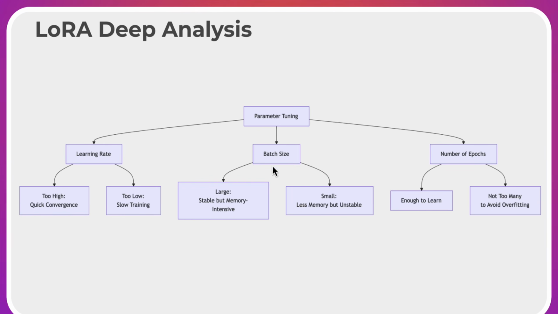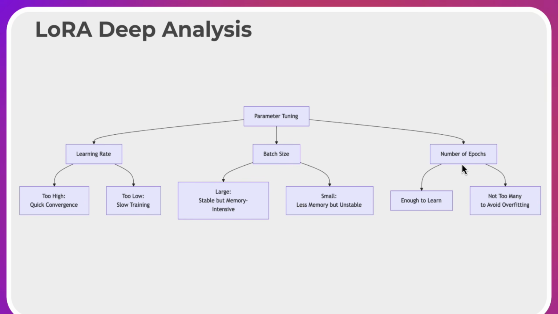Now, if we look at the batch size, we have large batch size, stable but memory intensive. Small batch size, we have less memory but unstable. Well, let's go back to our cooking analogy. This will be like cooking portions, which means if we have a larger batch cooking for a party, for instance, it's stable, but it's very resource intensive. Lots of work has to go into it. But if you have a smaller batch cooking for one person, it's more efficient, but of course, less consistent.